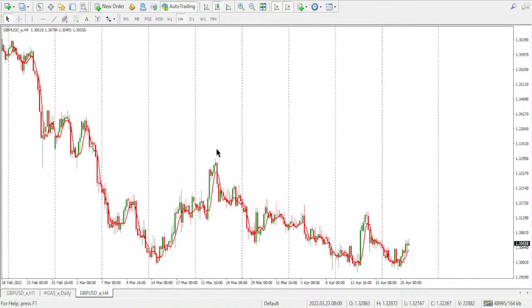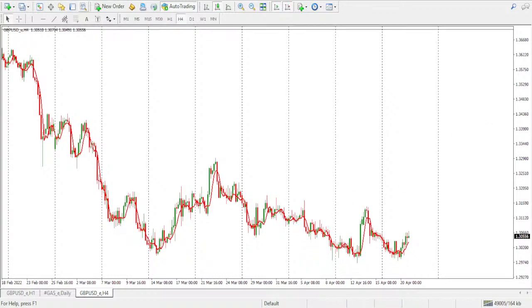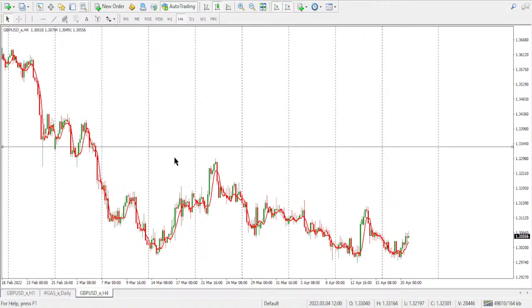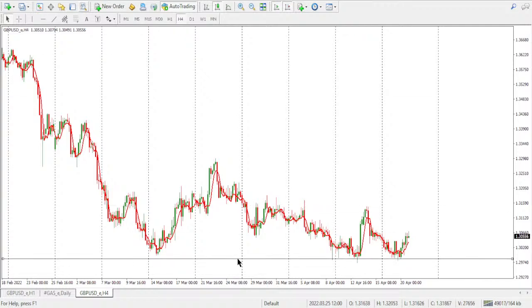So you remember what I mentioned yesterday? I did say that the price was around a very good support. We had some support here, a very good support there, and support somewhere there.